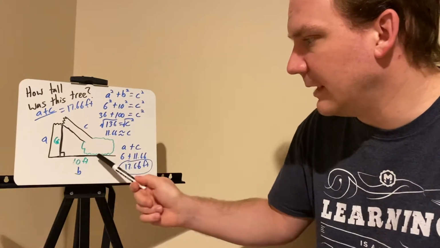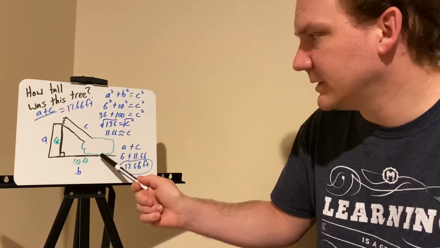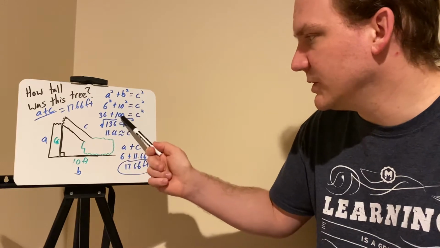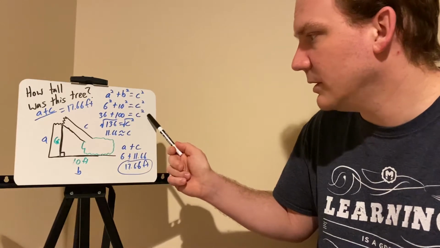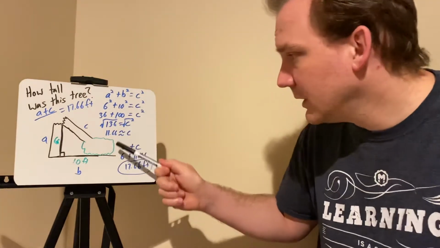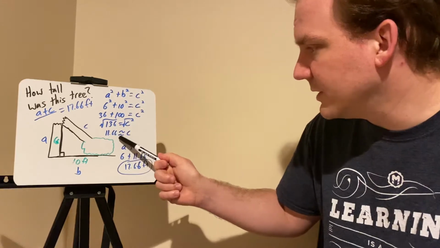You can measure on the ground the 10 feet from the base of the tree to where the top of the tree is at the ground. So 10 squared. 6 squared is 36. 10 squared is 100. That's still equal to C squared. I add together, get 136, and take the square root. When I put that into my calculator, it's 11.66 about C.